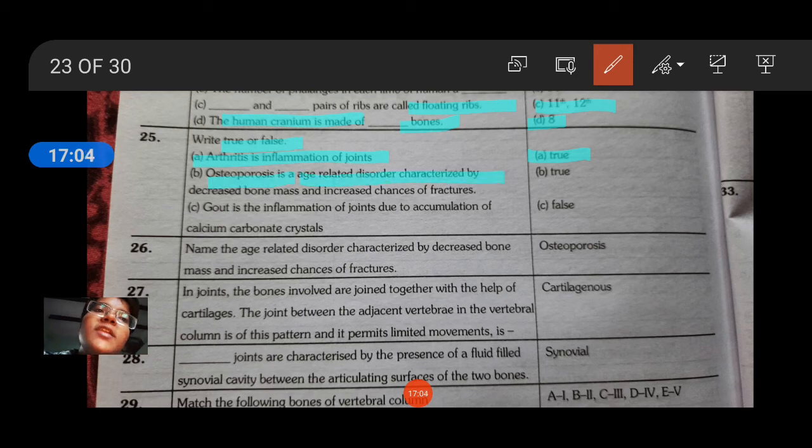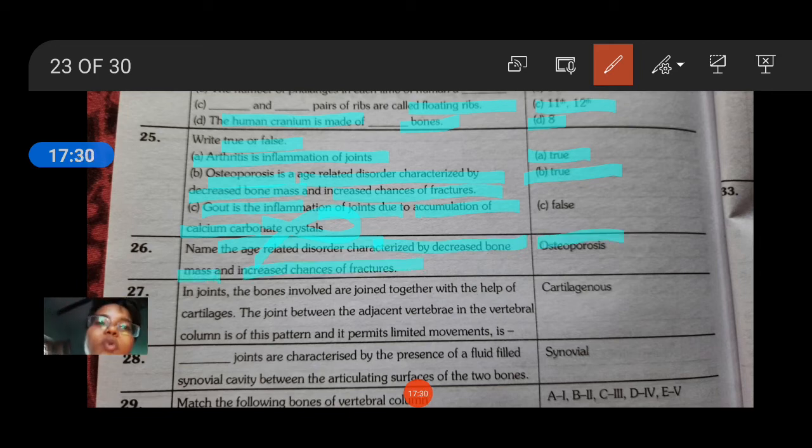Osteoporosis is age-related disorder characterized by decrease in bone mass and increased chances of fracture. True. Gout is an inflammation of joints due to accumulation of uric acid crystals in the bone leads to gout. Name the age-related disorder characterized by decrease in bone mass and increased chances of fracture. Osteoporosis.